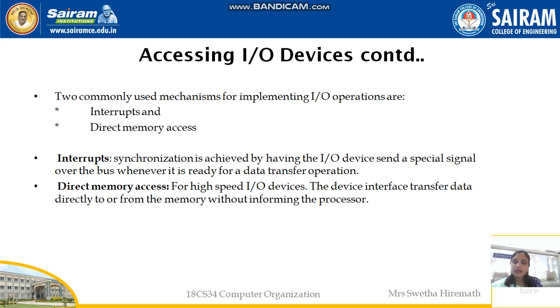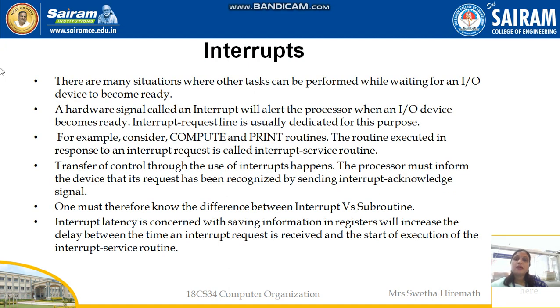What actually is direct memory access? For high speed IO devices, the device interface transfers data directly to or from the memory without informing the processor. So the communication will be happening directly between the memory and the IO devices. And this type of communication in order to perform the IO operations is called direct memory access. Okay, so first we will be seeing what is the interrupt, then we'll move on to the direct memory access.